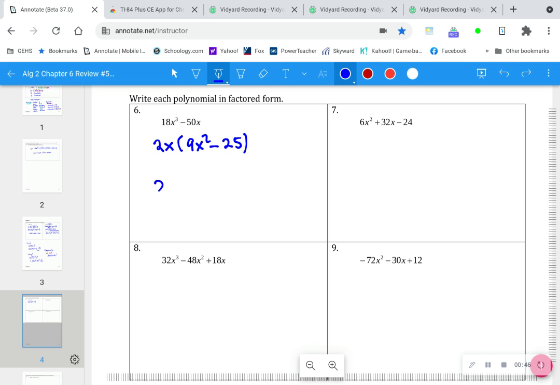And all you do is break it apart with a plus and minus sign when you do this. So put your plus sign, put your minus sign, and then take the square roots of those terms. So 3x times 3x is 9x squared, and 5 times 5. And this one's done. Okay, the greatest common factor for number 7 is 2, so you can pull that out. When you divide these by 2, you get the following numbers.